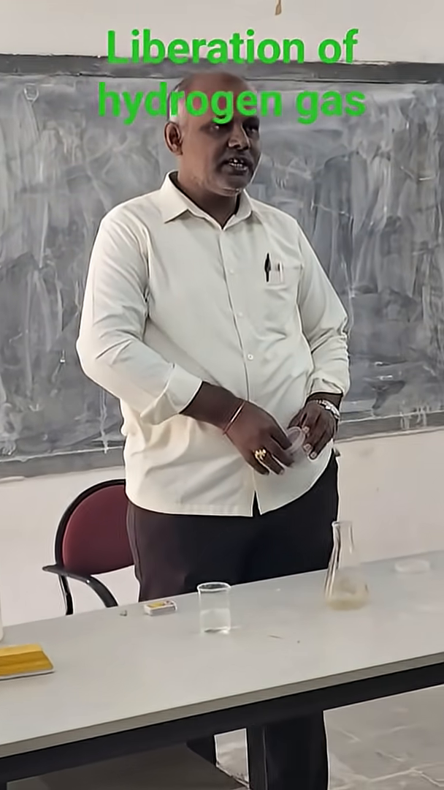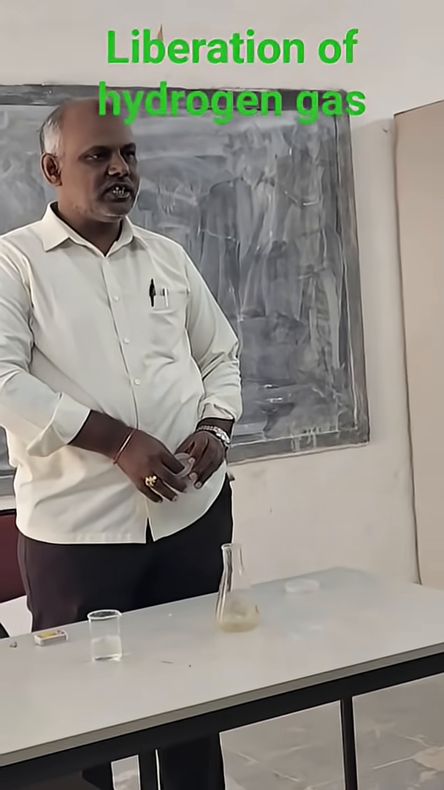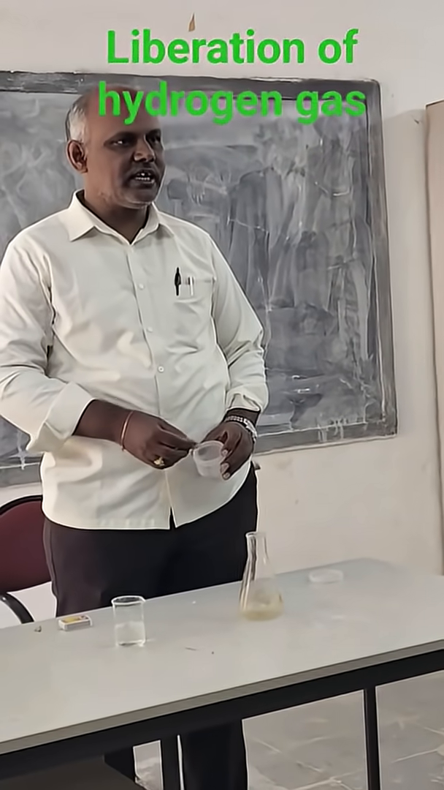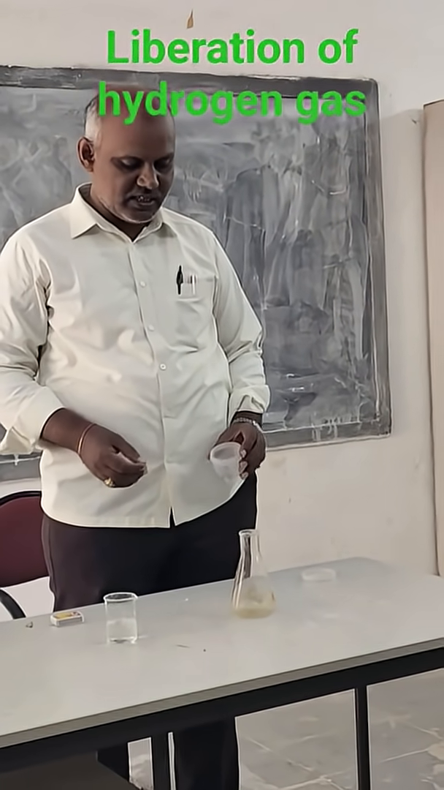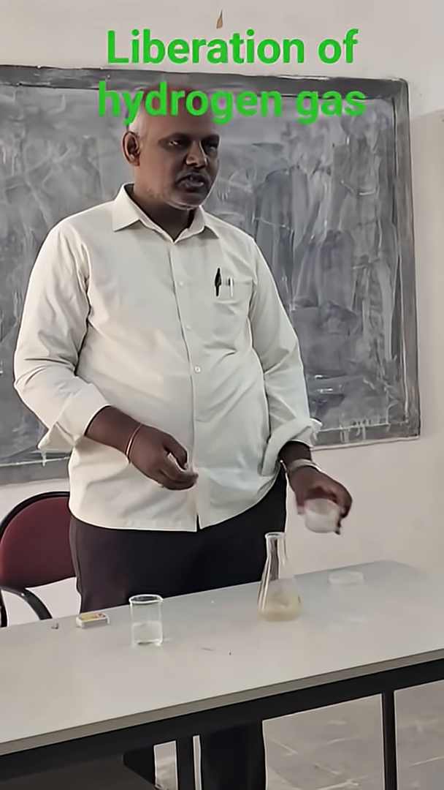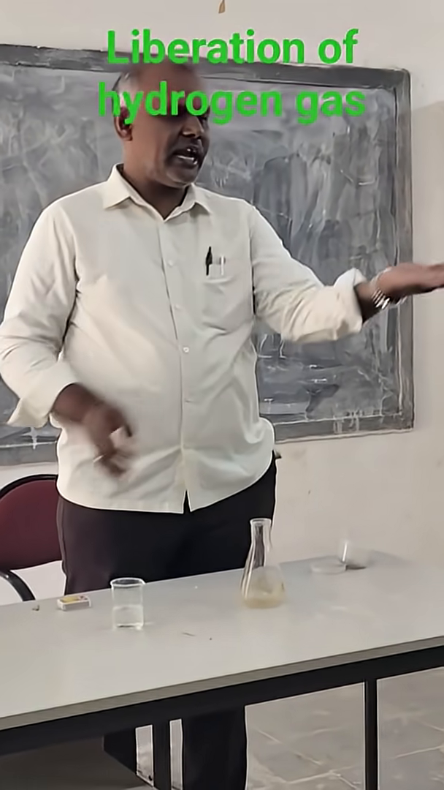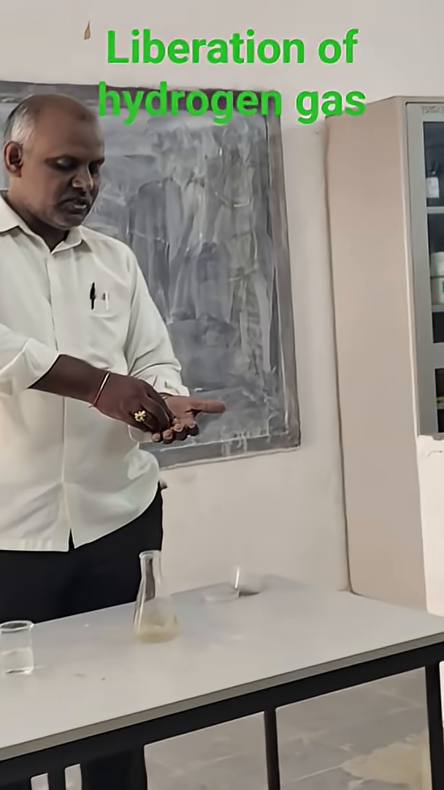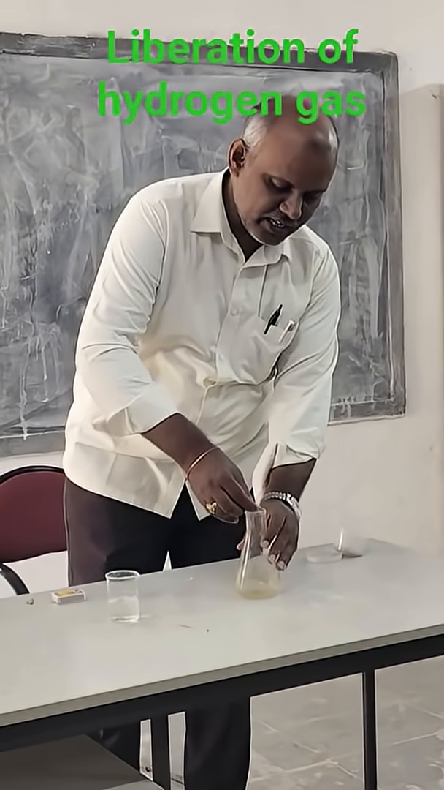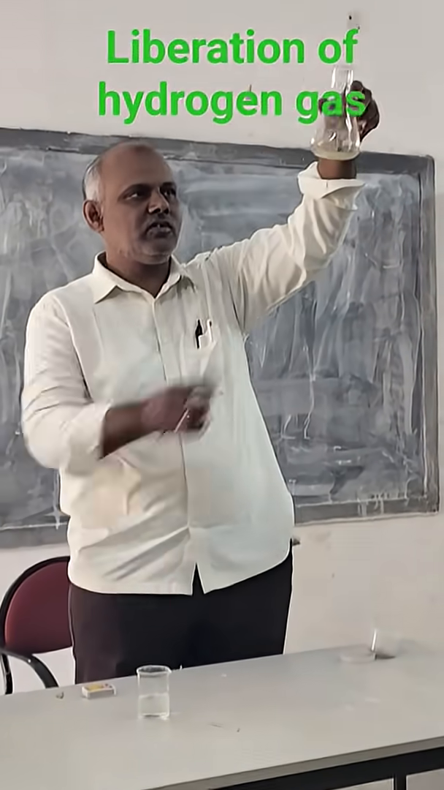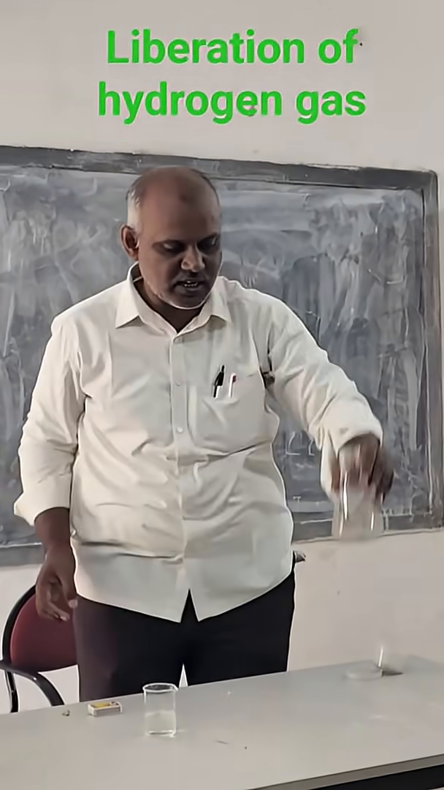Today our activity is liberation of hydrogen gas, so identification of the gas involved during the chemical reaction. For this, we have to take some zinc granules now. So zinc granules are taken in a conical flask. Okay? Conical flask lo zinc granules is called.